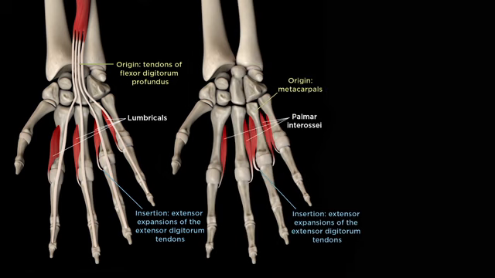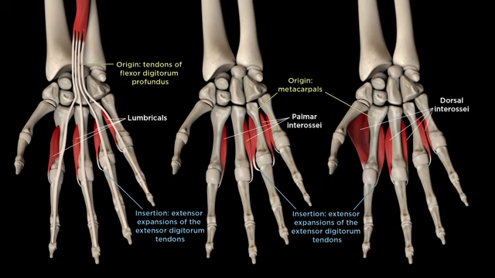Interosseous translates to between bones, reflecting the depth of these muscles in the palm. The palmar interossei are 3 or 4 muscles, that's variable, which originate on the metacarpals and insert on the extensor expansions of the extensor digitorum tendons. The 4 dorsal interossei are even deeper than the palmar interossei and are actually best seen on the dorsum of the hand between adjacent metacarpals. Each dorsal interosseous muscle has 2 heads from adjacent metacarpals that converge and also insert on the extensor expansions.